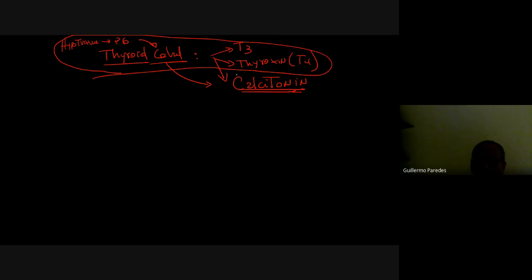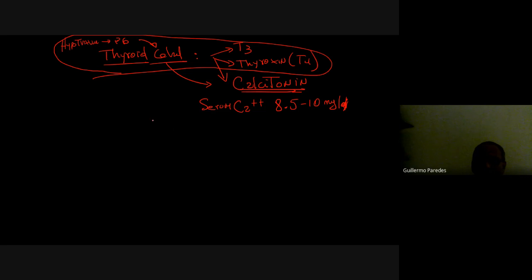Calcitonin is the third hormone of the thyroid gland, and it has a very important function. Calcitonin is going to regulate the levels of serum calcium. What is the concentration of calcium? You already know, question for the final: 8.5 to 10 milligrams per deciliter.